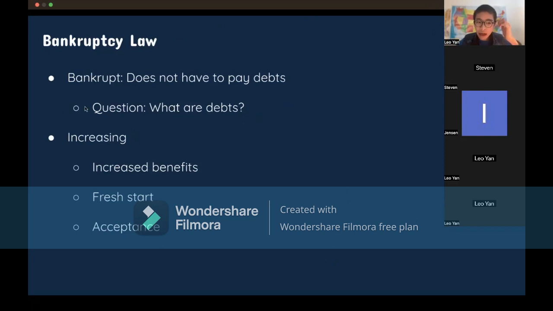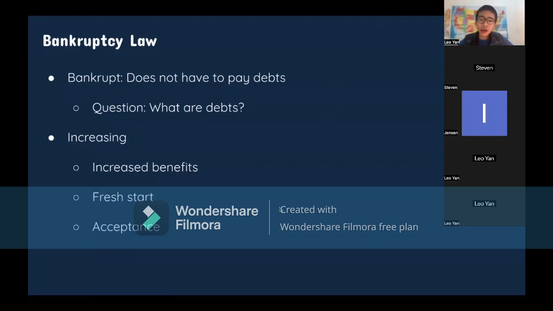And now there's bankruptcy law. So bankruptcy law, as the name would suggest, is basically the set of regulations that concern bankruptcies. So it's the set of rules on how you can become bankrupt and what type of becoming bankrupt is actually recognized by the courts. So what is bankruptcy? Bankruptcy is basically a financial state in which you don't have to pay debts.